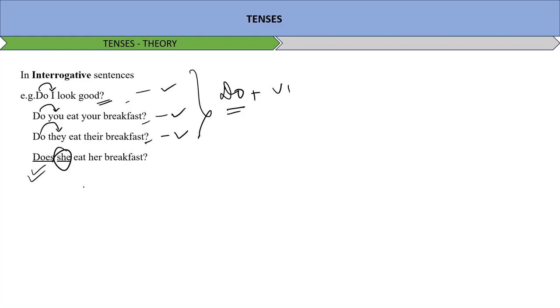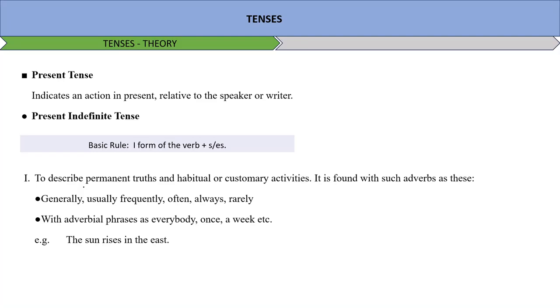Again, if I talk about present tense in detail, it indicates an action. Present tense basically indicates an action present relative to the speaker or writer. So if it is present indefinite tense, for example, the basic form is definitely the first form of verb with S or ES.